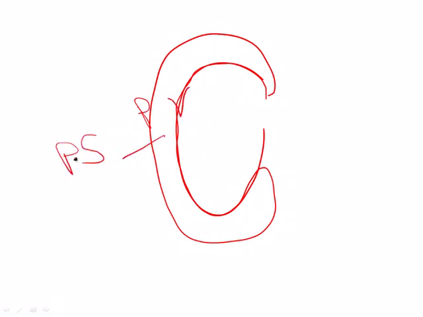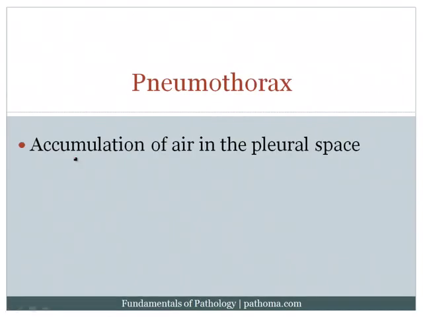Now remember that both the parietal pleura and the visceral pleura are lined by mesothelial cells. The mesothelial cells produce a fluid that helps to lubricate the pleural space to facilitate the movement of the lung against the chest wall. The first disorder is called a pneumothorax. This is where there's accumulation of air in the pleural space.